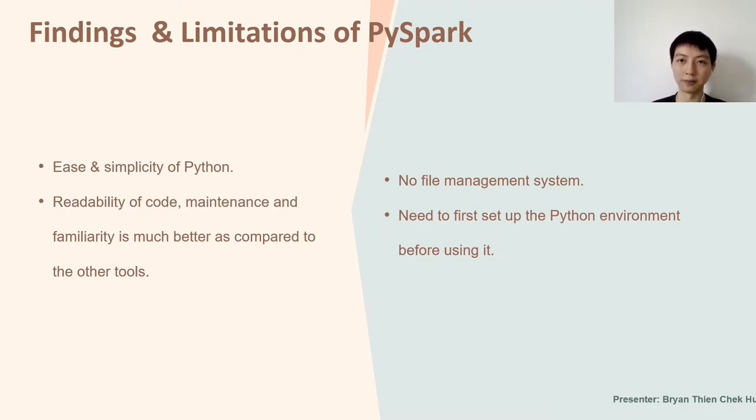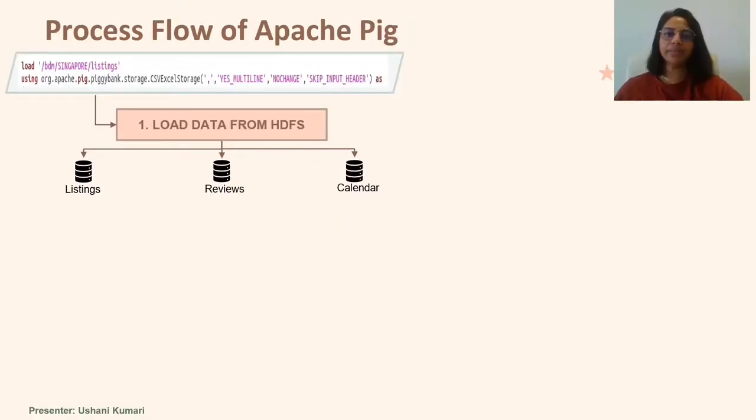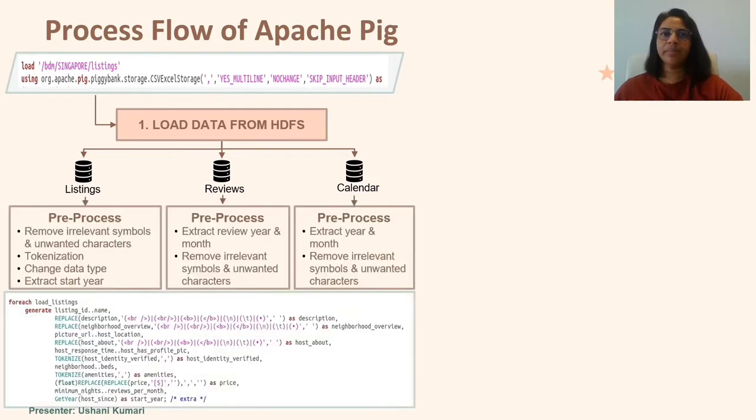I'll explain the process flow of Apache Pig. The first step is loading data from HDFS using the CSV Excel storage command. This command facilitates loading the data with multiple lines and skipping the header. Then preprocessing is carried out. Irrelevant symbols and unwanted characters were replaced with a space using the replace command. The host identity verified and amenities attributes consist of lists of items. These items were tokenized into several tokens. Further, change of data type and extraction of year and month were carried out.